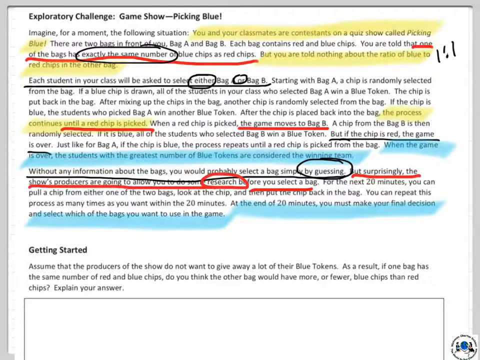Now, let me just repeat, we will not be using this process exactly. There will be a research phase, but of course you're not going to be able to do it at home, because I, as the teacher, am preparing these bags. Only I should know what number of each tile are in the bags, bag A and bag B.